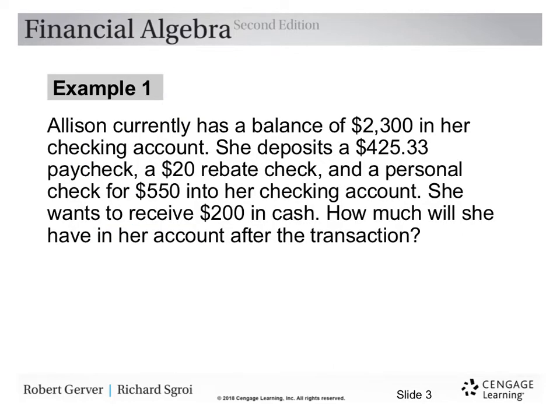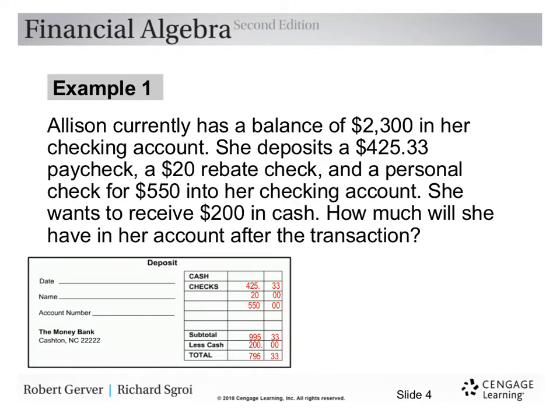All right, so let's look at an example here. Allison currently has a balance of $2,300 in her checking account. She deposits a $425.33 paycheck, a $20 rebate check, and a personal check for $550 into her checking account. She wants to receive $200 in cash. How much will she have in her account after the transaction? Well, first of all, in order to do this transaction, she's going to have to fill out a deposit slip. And let's go and look at what that's going to look like.